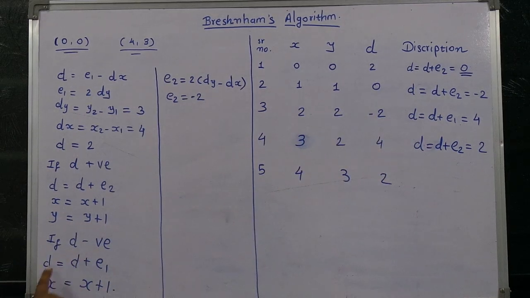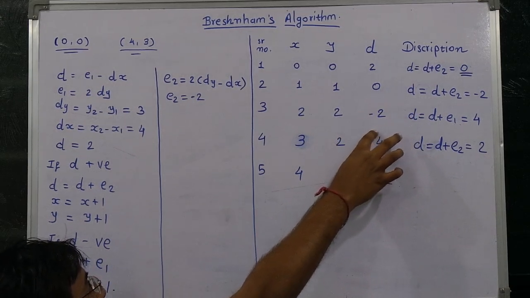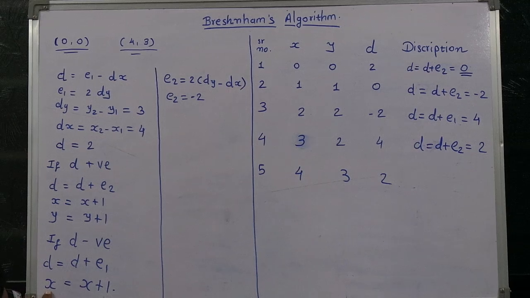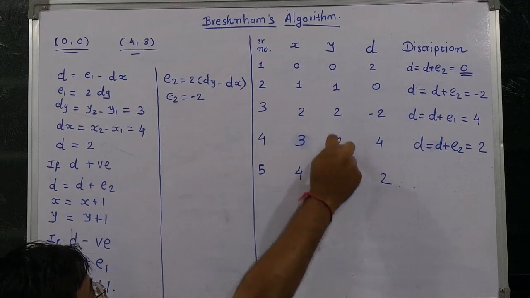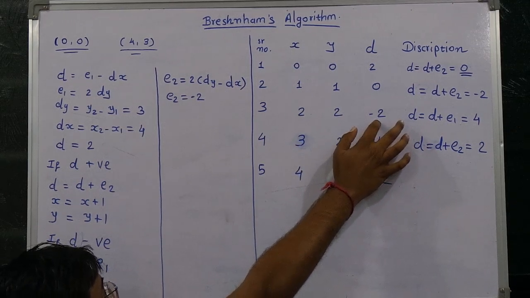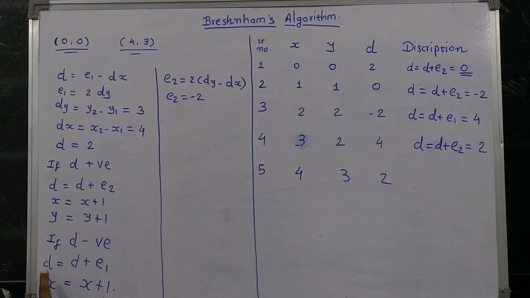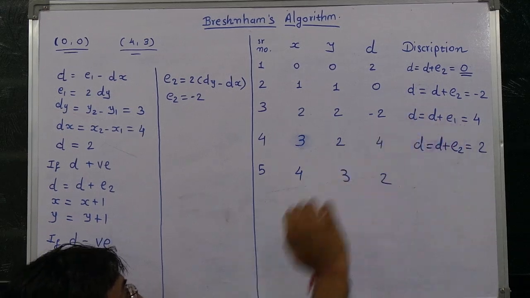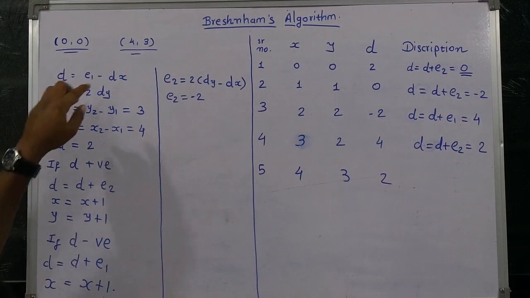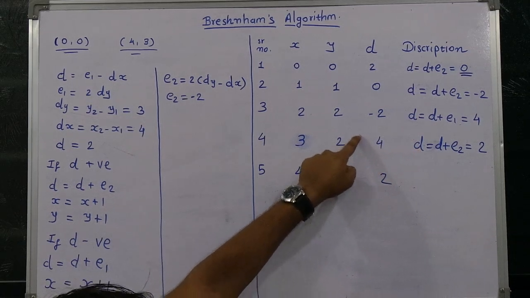Negative means, from this equation, that only an increment in x is required, with no increment in the y direction. So only x plus 1, but no increment in y, because here d is negative. Now if d is negative, then the next value of d is d plus E1. E1 is equal to 2 into dy, which is 6, so minus 2 plus 6 is equal to 4. That's why the d value is 4.